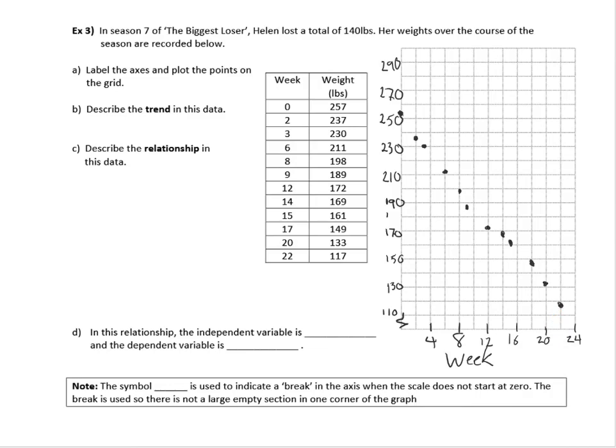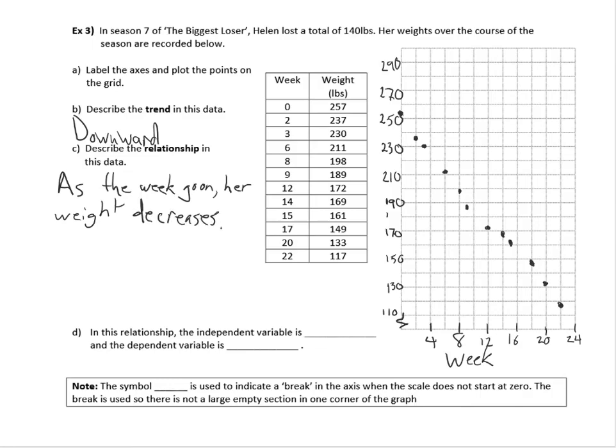The trend in this is downward. And we say this because it starts off really high, and then as we progress through the weeks, it goes down. Describe the relationship in this data. As the weeks go on, her weight decreases, because with each following week, her weight actually goes down.